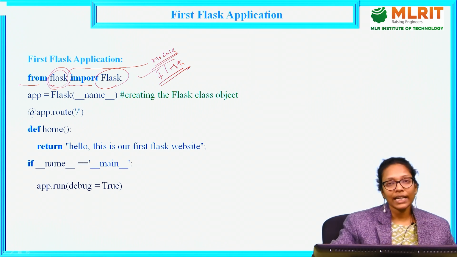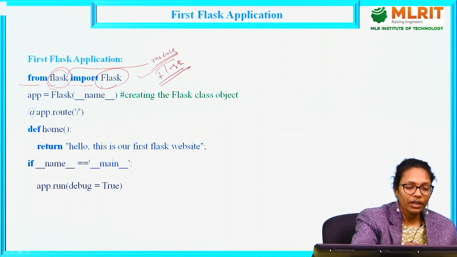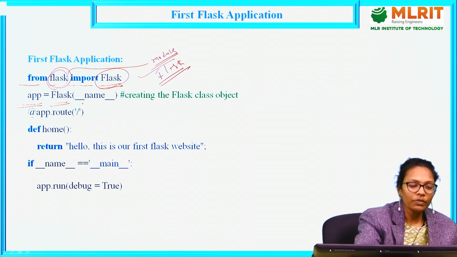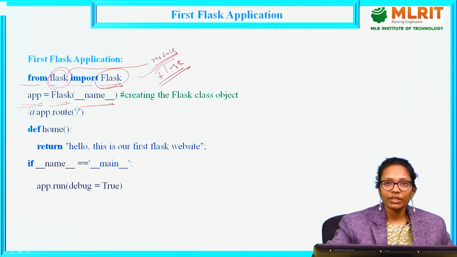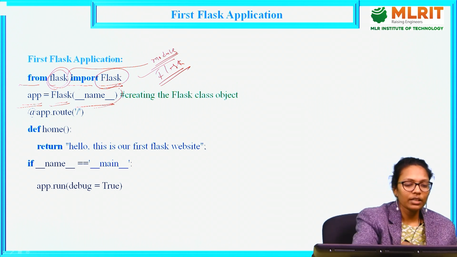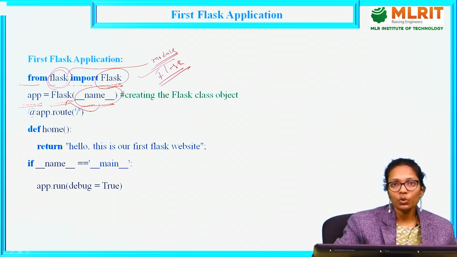After that, I need to create a reference or object for the Flask class. How are you creating an object for this Flask class? This is the way. So app is my object for this Flask class, and I'm using the constructor Flask, the name of the class, which takes one parameter. Generally, for all Python programs we suggest __name__ as the parameter. It will be sent as a parameter for this class.